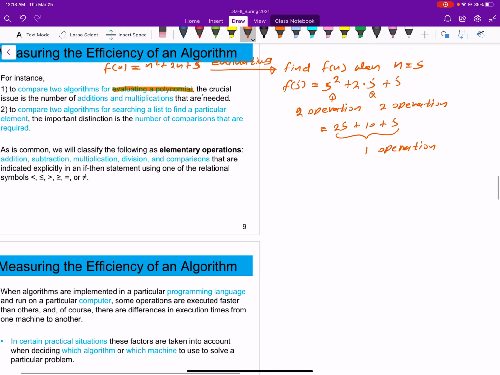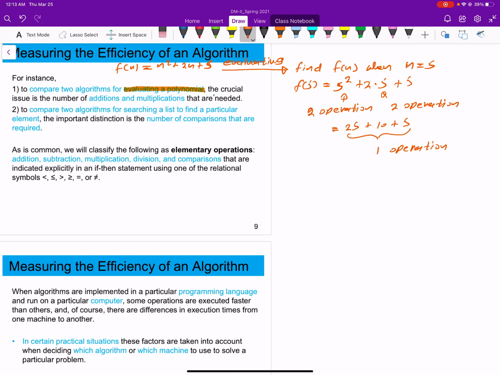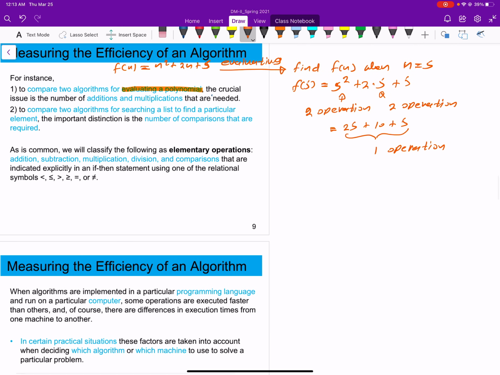All right. So altogether there are 2, 2, 1. There are 5 operations. There are 5 operations altogether.